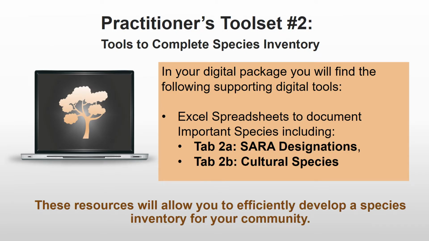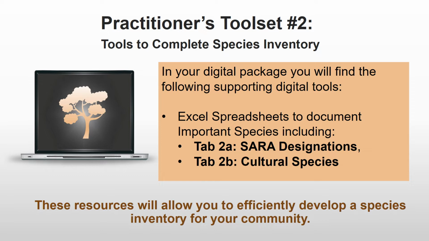Now that you know what a species inventory table is, it is time to move on to tool set number 2. This tool will allow you to complete your own species inventory for your community. Go to your digital package and you will find 2 Excel spreadsheets to document important species.